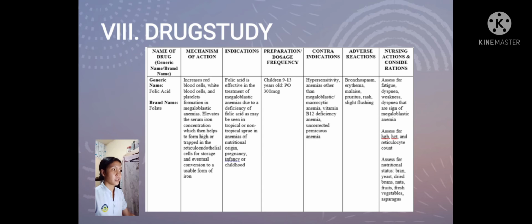Adverse reactions are bronchospasm, erythema, malaise, pruritus, rash, and slight flushing. Nursing action and consideration: assess for fatigue, dyspnea, and weakness that are signs of megaloblastic anemia. Assess for hemoglobin or hematocrit and the reticulocyte count. Assess for nutritional status: brandies, dried beans, nuts, fruits, fresh vegetables, and asparagus.